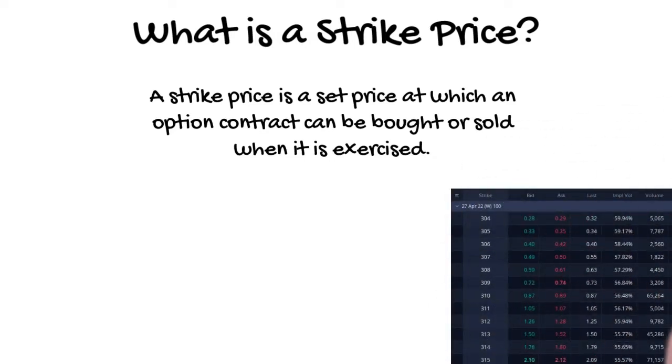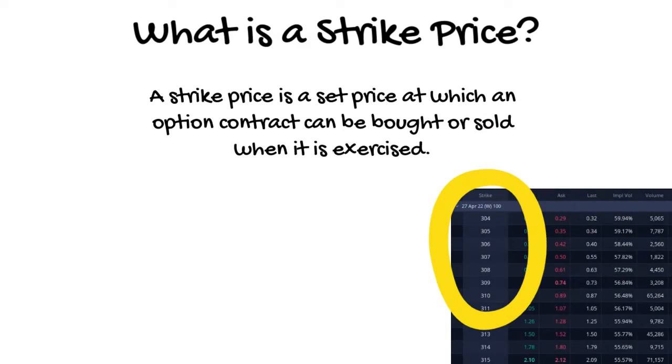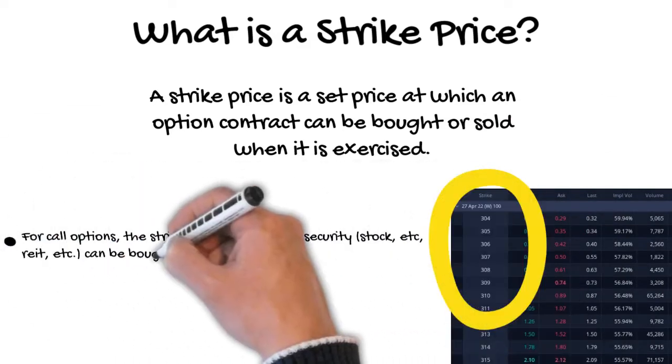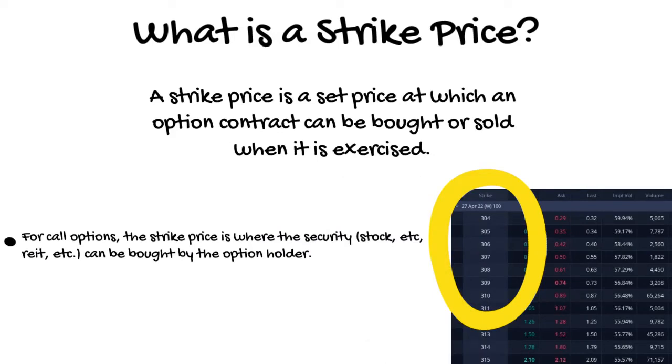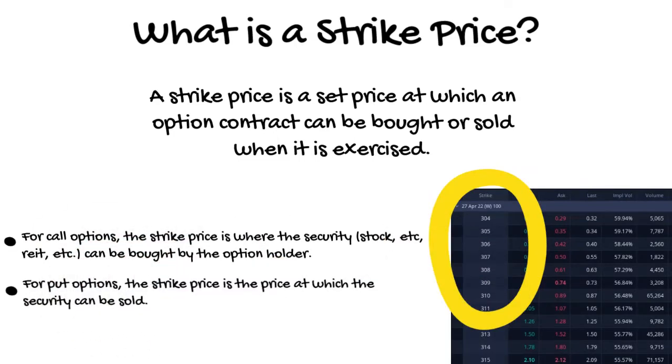So here is our visual example again of our options table. And on the left column, we have our strike prices for our particular security. Now, for call options, the strike price is where the security can be bought by the option holder, and vice versa. For put options, the strike price is the price at which the security can be sold for. And if you remember from our first slide, the definition of an options contract is the right to buy or sell 100 shares of whatever given stock you're looking at at a specific strike price.